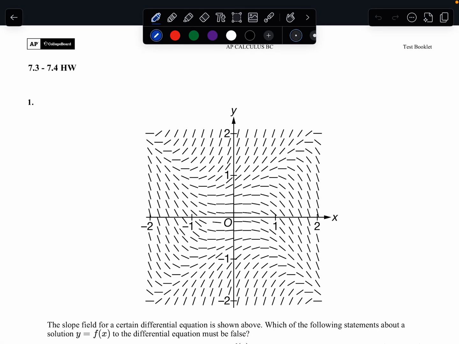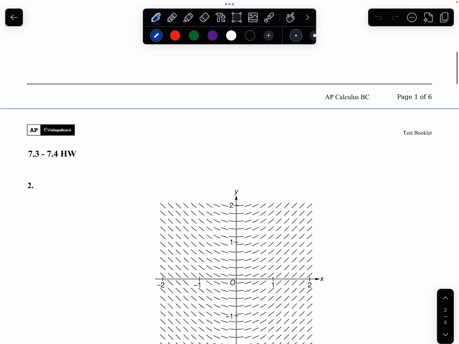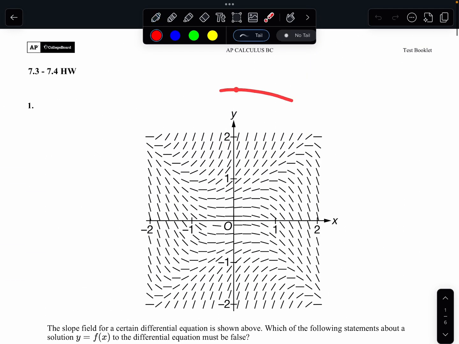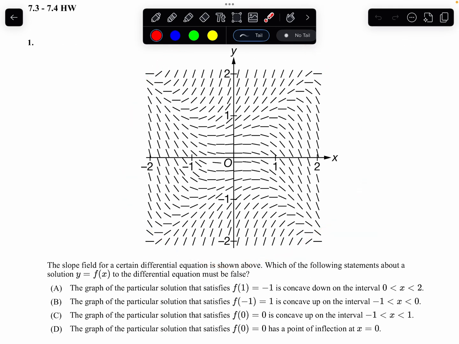Hey guys, this will be 7.3 and 7.4. At this point, you've probably already got the homework assignment and you're like, oh my gosh, there's 6 pages. Yeah, but there's only one problem for each page, so there's only 6 questions. The only reason it takes up 6 pages is because they give these massive images of what we call slope fields, which is what 7.3 and 7.4 is about.